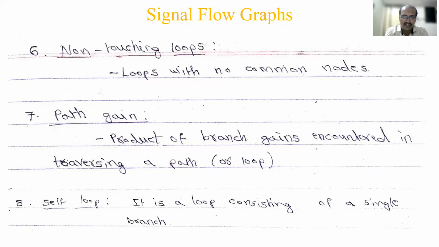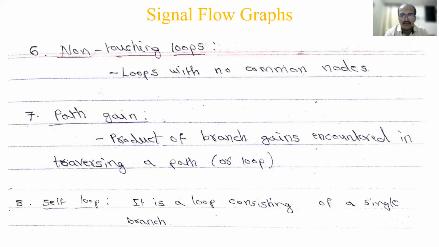For that, a diagram is required. In that time I will explain. Okay, so again we are using these terms. Path gain or branch gain: we have told that it is the product of branch gains encountered in traversing a path. If you consider just one branch from one node to another, that is called the branch gain. But if you have many branch gains multiplied, then we call that the path gain.